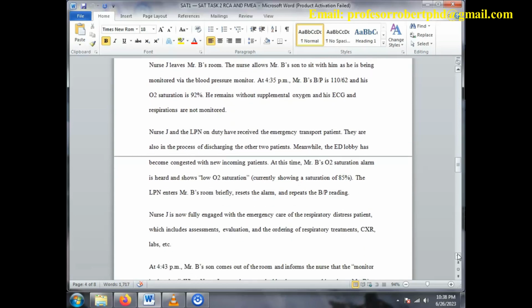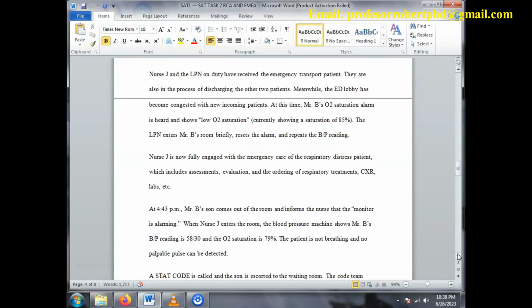Nurse J and the LPN on duty have received the emergency transport patient. They are also in the process of discharging the other 2 patients. Meanwhile, the ED lobby has become congested with new incoming patients.